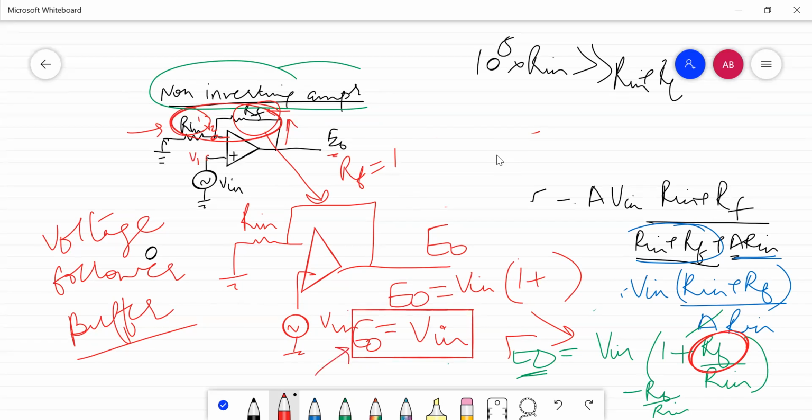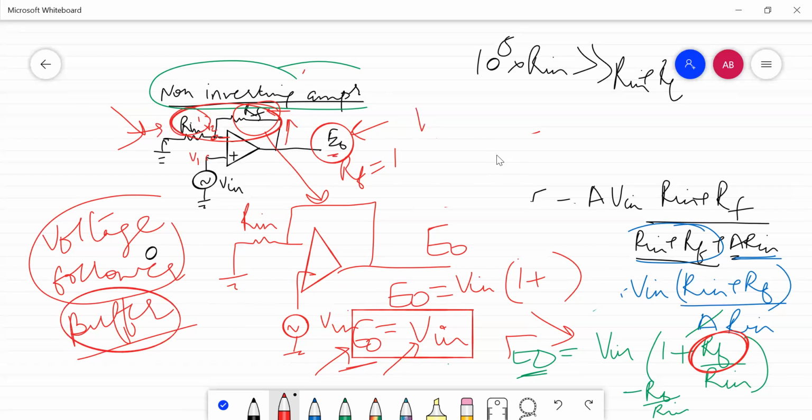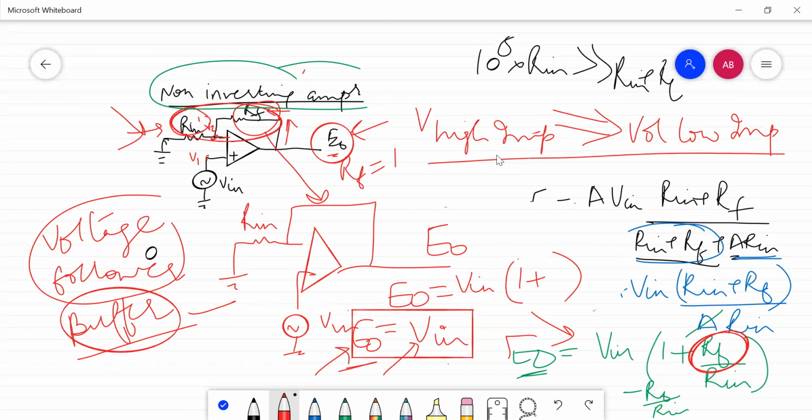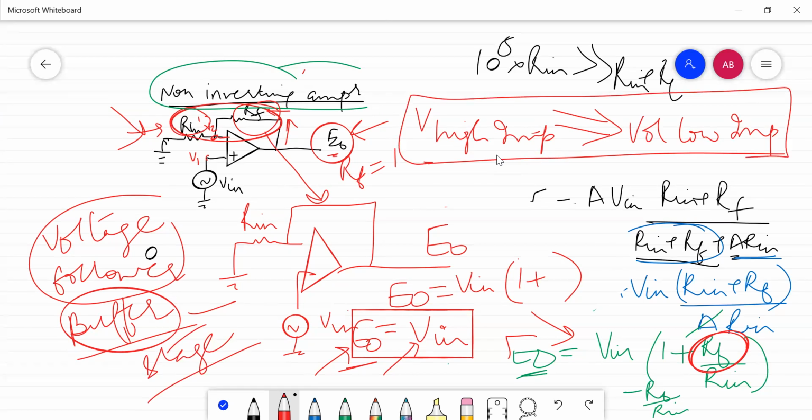Whatever you are giving at the input, the output will be the same as that of the input. So that means the output is following the voltage of the input. The main advantage of using a voltage follower or buffer is that the voltage at high impedance is transferred to the voltage at low impedance, and that is why it is used as a buffer stage in the measurement system.